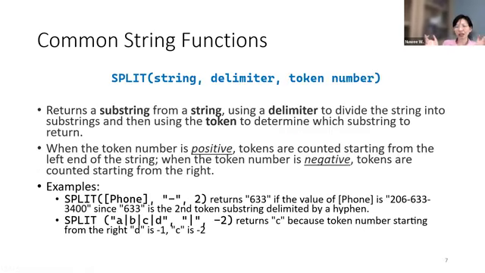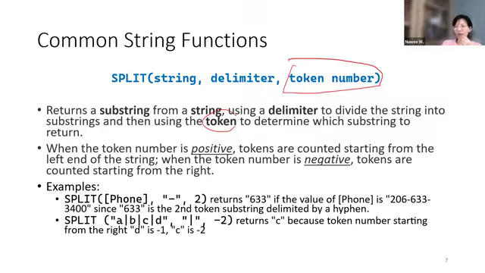Split, this split is like text to columns in Excel or Power Query. It will return a substring from a string, using the delimiter to divide the string into substrings. And you need to specify the token number. Because when you use a delimiter to split it, there will be many split results, and you specify which token you want. The token is a number; if it is a positive number, it starts from the left end of the string.